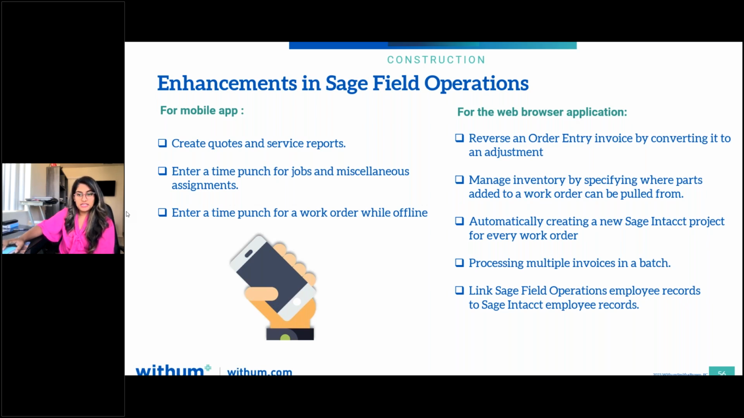Obviously, some of the enhancements for the cell phone app are that you're able to create codes and service reports, enter a time punch for job and miscellaneous assignments, and enter time punches for work orders as well. The web version had a lot more updates, which include reversing an order entry invoice by converting it to an adjustment. You can manage inventory by specifying where parts were added to a work order, and automatically create a new Sage Intacct project for every work order. So this is very nice. You can also process multiple invoices in one batch, and you're able to link your Sage Field Operation employee records to Sage Intacct, which is also a wonderful time saver.